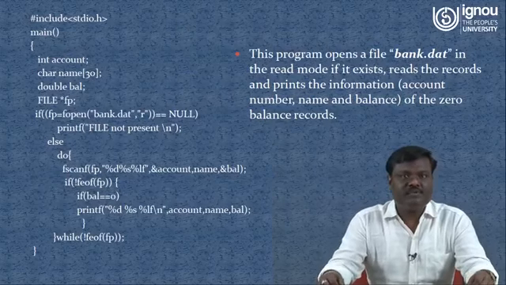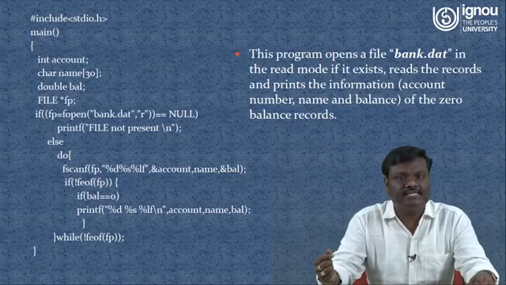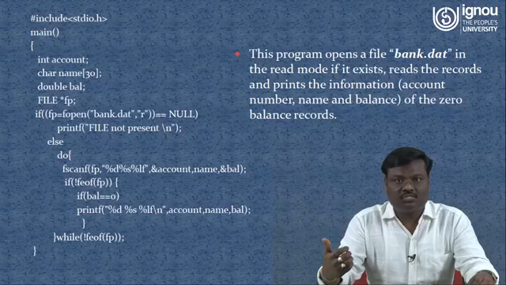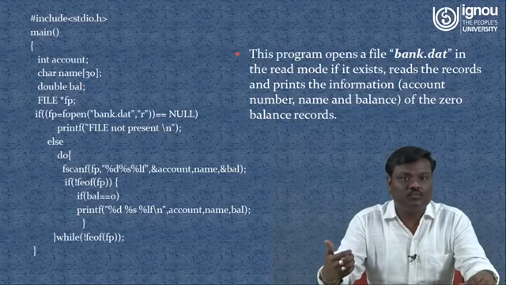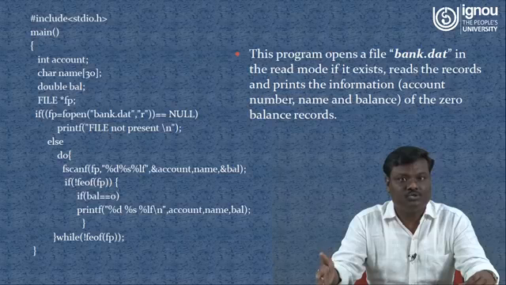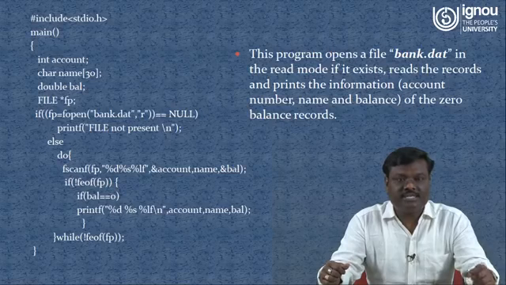So this is a simple program which opens a file, bank.data, that is available on your hard disk, and we are opening it in the read mode, and then it will read all the records, and wherever the account balance is 0, those records will be printed. Suppose there are 100 records and only 2 records have a balance of 0, those 2 records will be printed. So here you can see the first are the declaration statements and then fscanf.